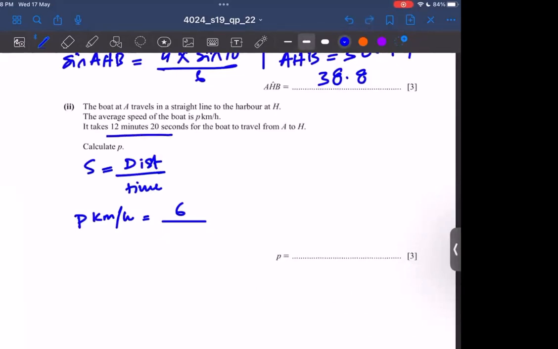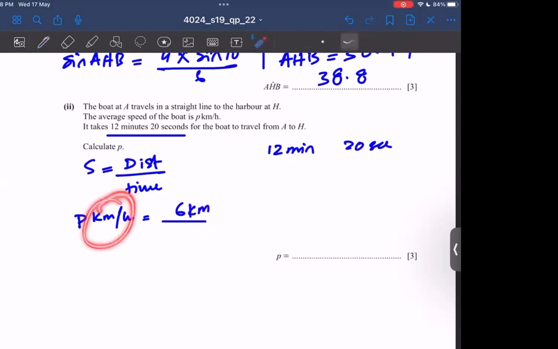The time is not in hour form, so we have to convert 12 minutes and 20 seconds into hours. Because the distance over here is in kilometers, and we need to find the p value in kilometers per hour. You divide minutes by 60 to get hours, and you divide the 20 seconds by 3600 to convert it into hours. Then we are going to add these two values. So put it in the calculator: 12 divided by 60 plus 20 divided by 3600.